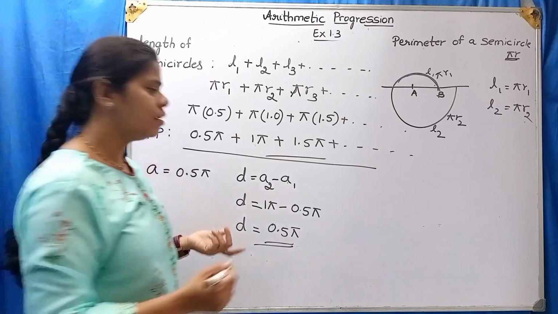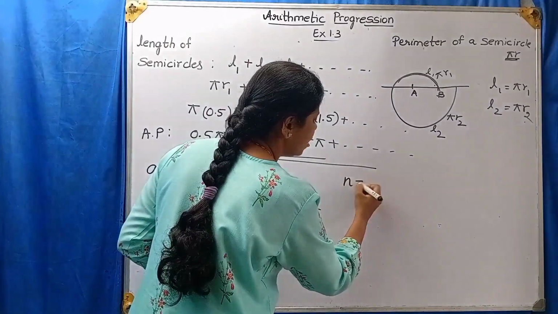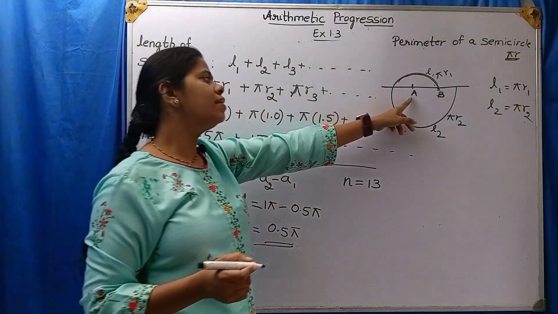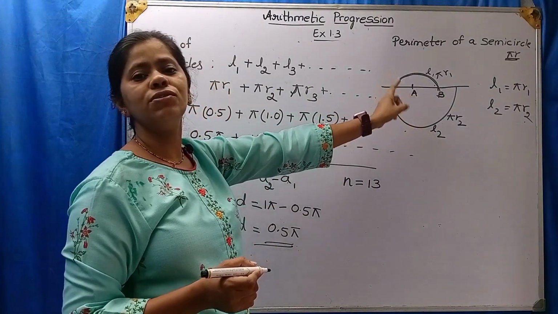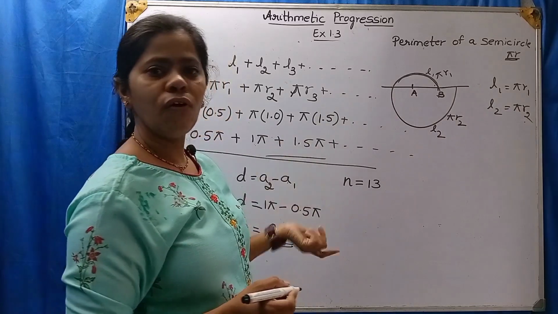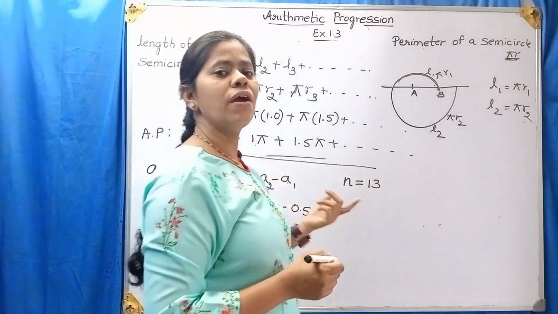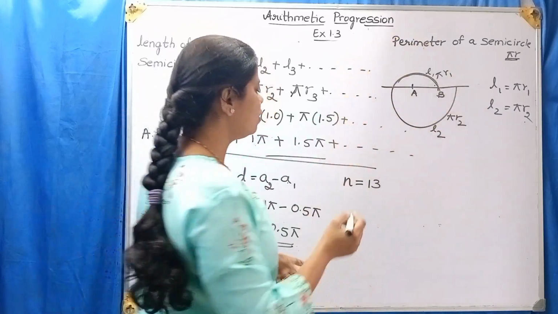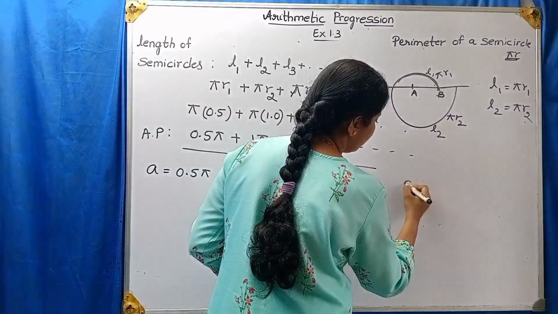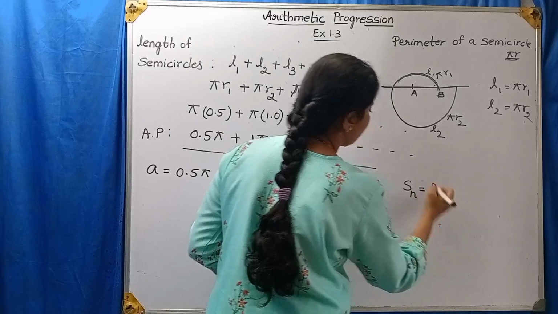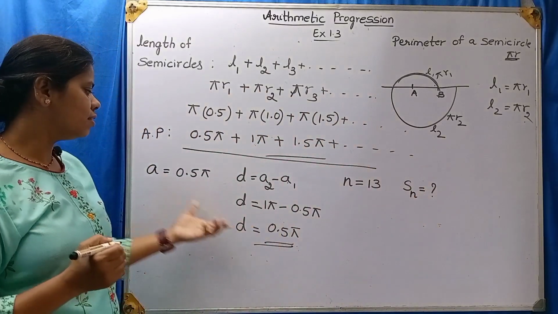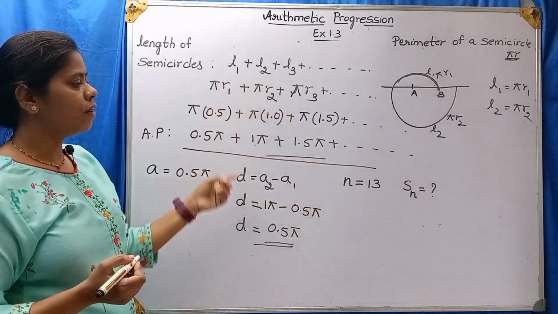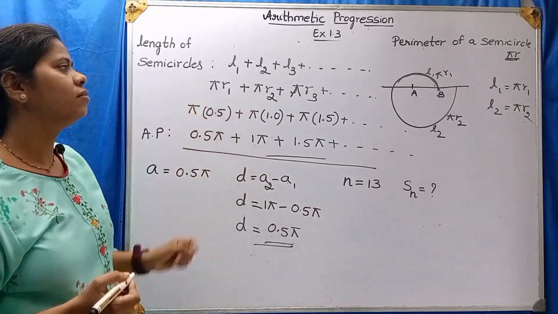Then what is given? N is given. N is equal to 13, because we know that a spiral is made up of 13 consecutive semicircles. Then what do we have to find out? We have to find out the total length of these 13 semicircles. Right? Therefore, Sn is equal to question mark. Okay. By using this data, we have to find out Sn. Let us find out Sn. Let me rub the board.